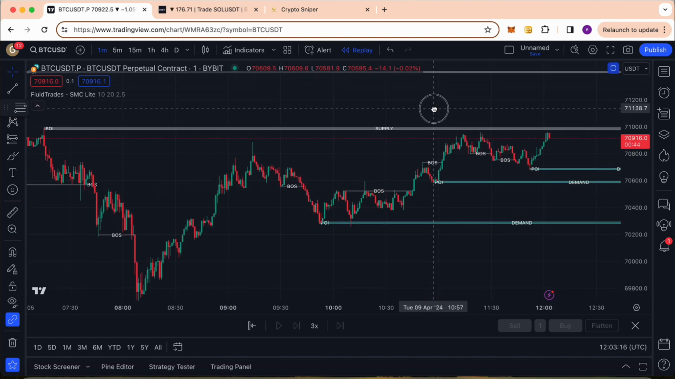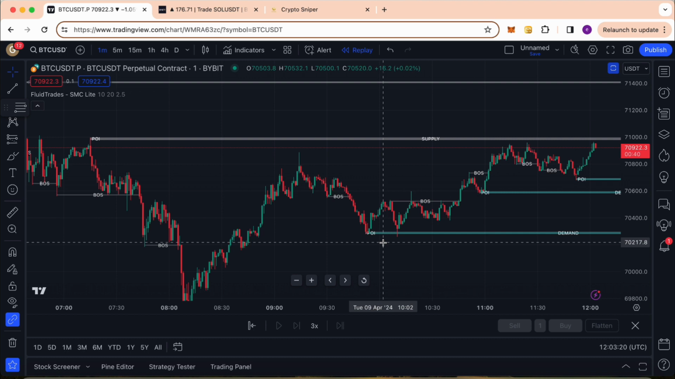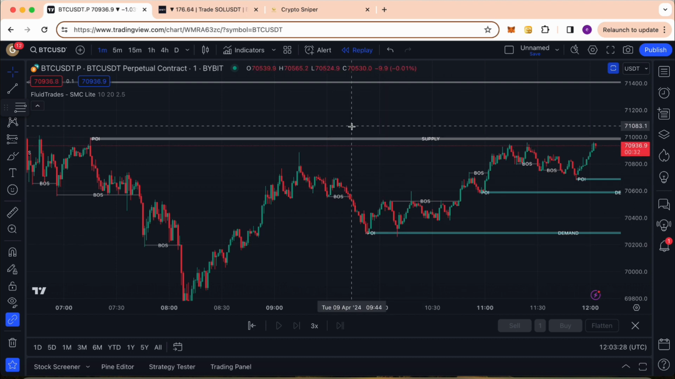How it works. So basically this indicator marks the last point of interest where the price had a huge move. It can be a rejection, or it can also be a break of structure, but we will see that in a more detailed way in another video that I will post very soon.